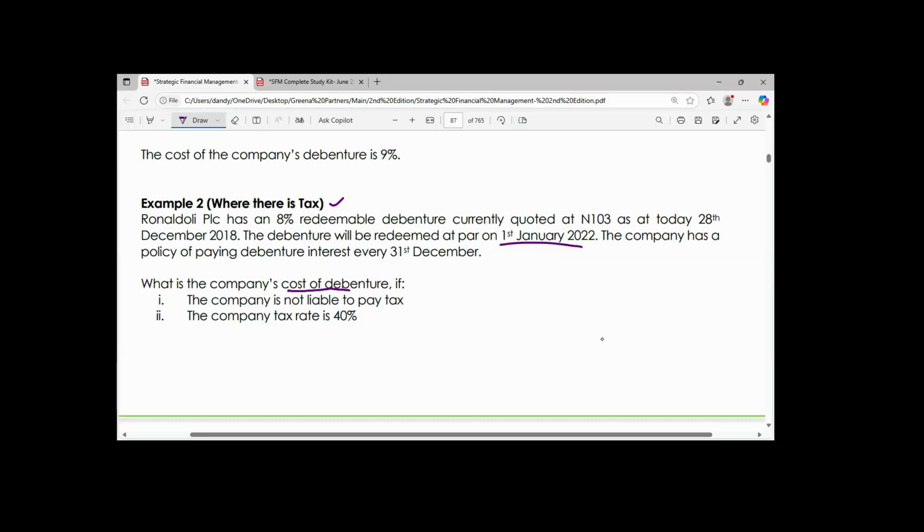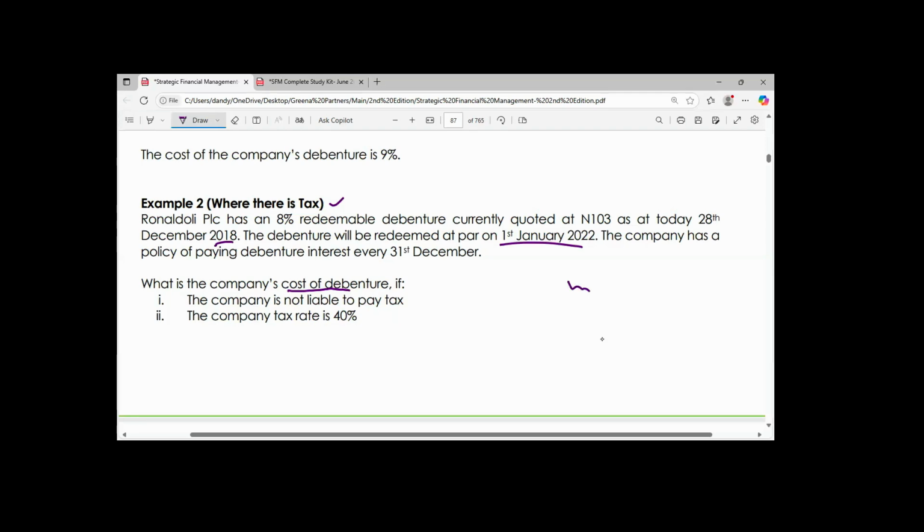Therefore, what are you supposed to do? First thing first, you must determine the redemption date. Even though it is 1st January 2022, for how many years is this debenture? The examiner told you that today is 28th December 2018. 2018 is not part of it because debentures are paid every 31st of December, so 2018 is already gone. You can't count 28th of December as 1 year. So you need to start counting from 2019.